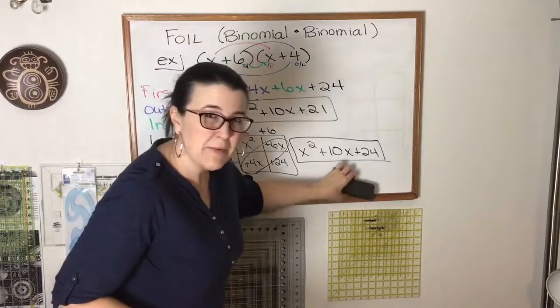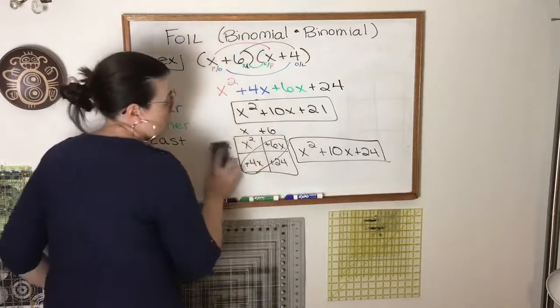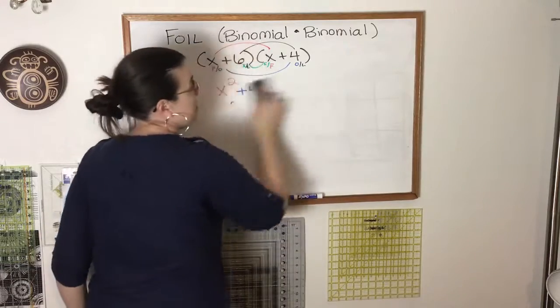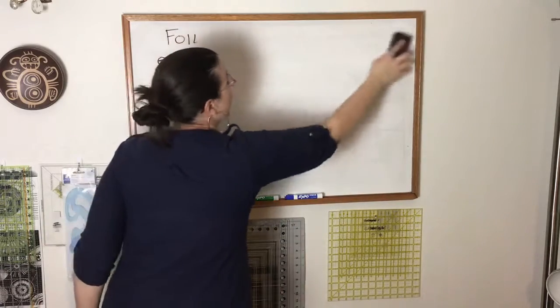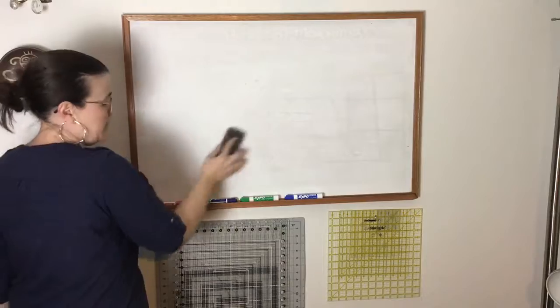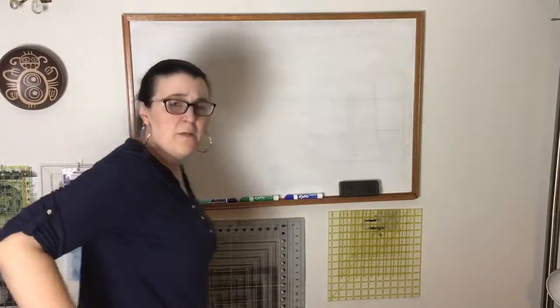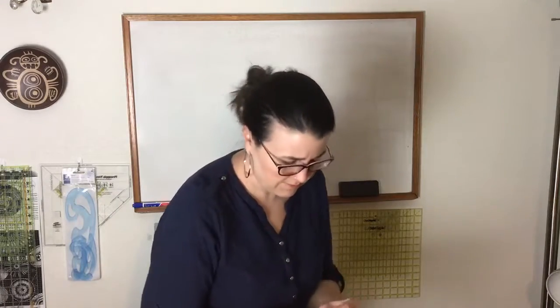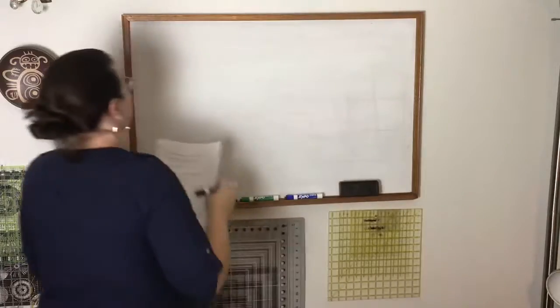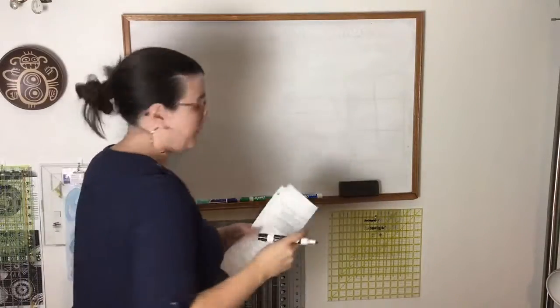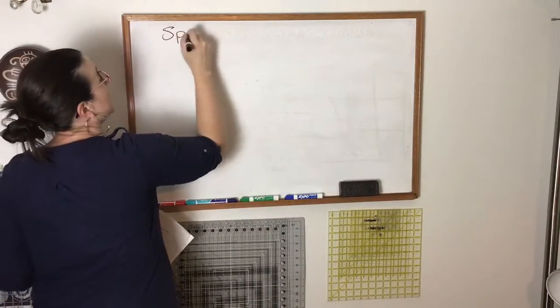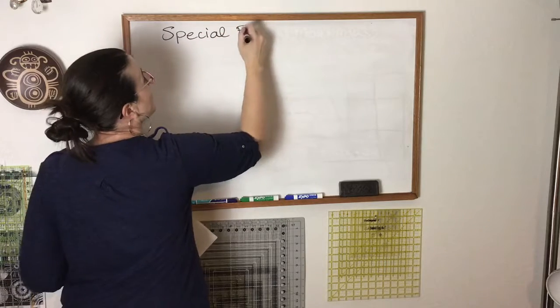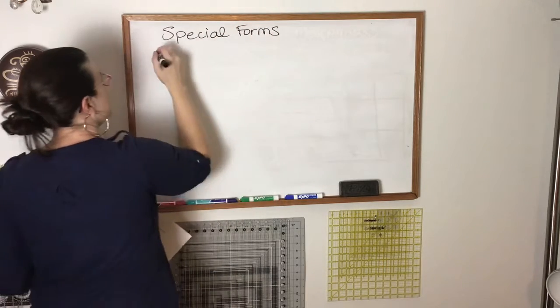The last thing that I'm going to talk about in this particular video, and then we'll review this again, like I said, in class, is the special forms. There are 3 special forms. So much paper. All right. All right, there is the difference of squares.